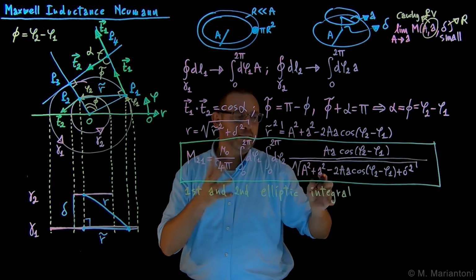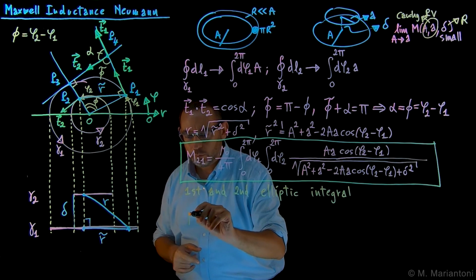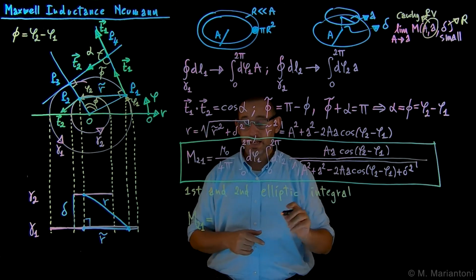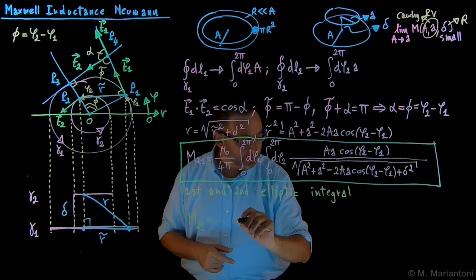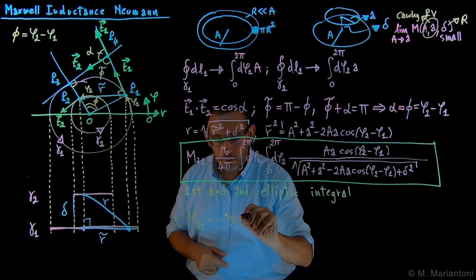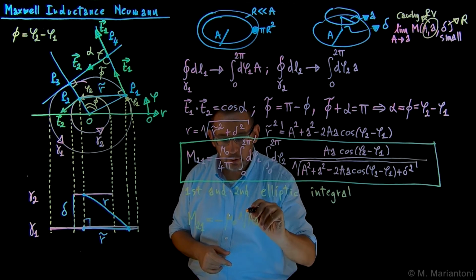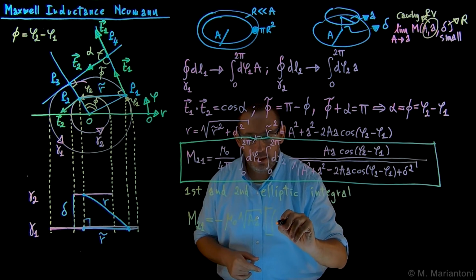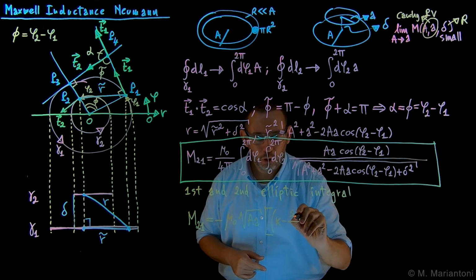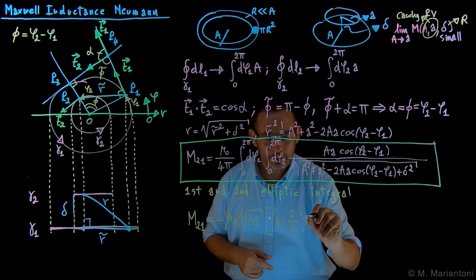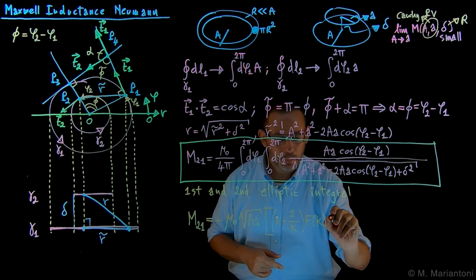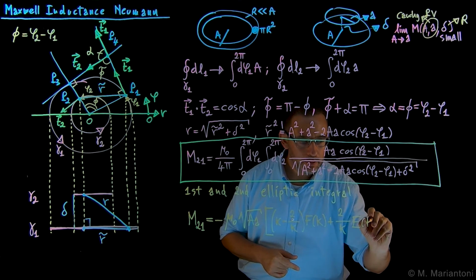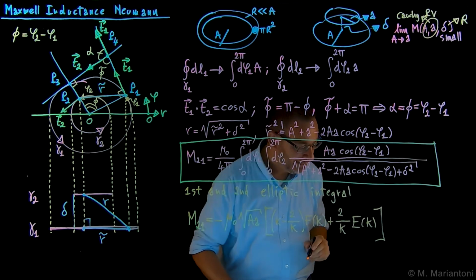So if you know elliptic integrals, you will find out that this mutual inductance M21, in terms of elliptic integrals of the first and second kind, becomes minus mu naught square root of A a, where capital A and small a are the radii, times the bracket: k minus 2 over k times the elliptic integral of the second kind, F of k, plus 2 over k times the elliptic integral of the first kind, E of k. And the whole thing in brackets like that.